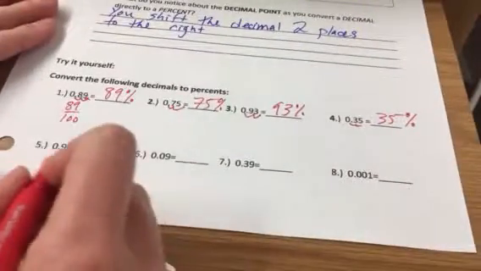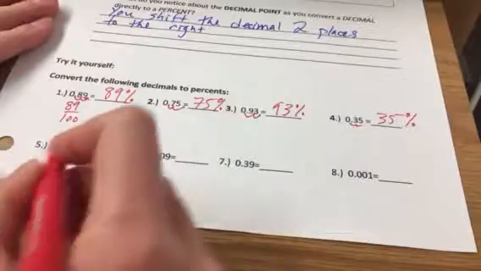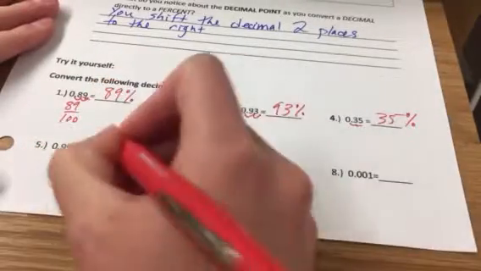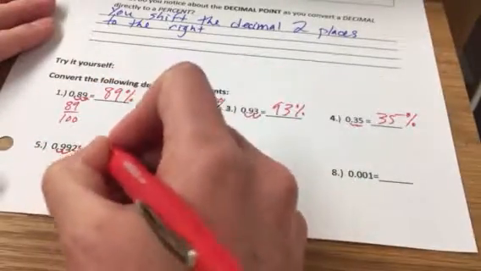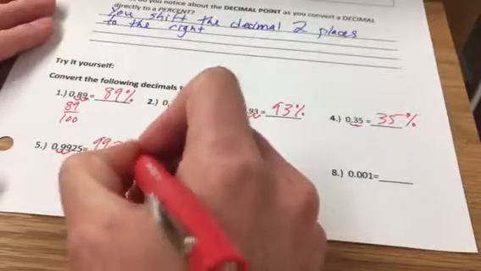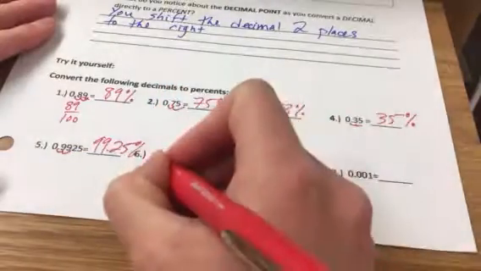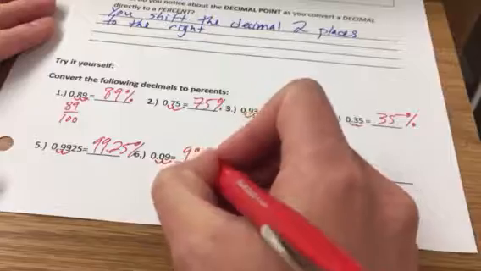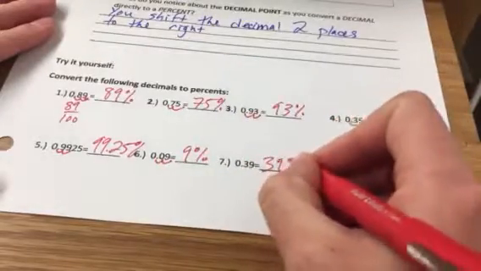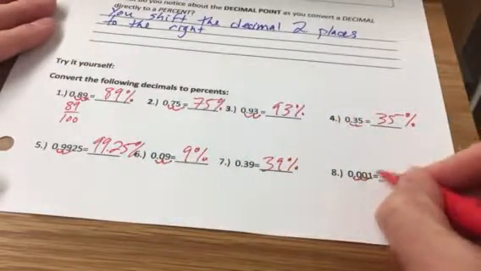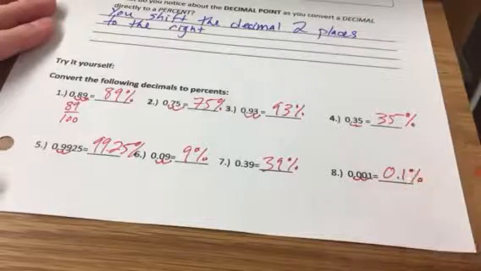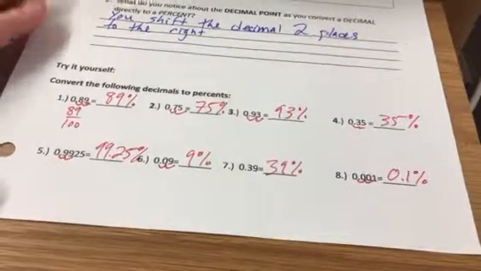Now it gets a little trickier if you have more than 2 digits behind your decimal point. Your process does not change. It stays the same. So that's 99 and 25 hundredths of a percent. 9%. 39%. And if I shift that twice, that is 1/10 of a percent, which is something really, really tiny.